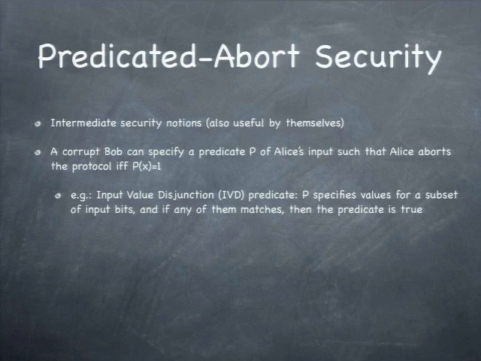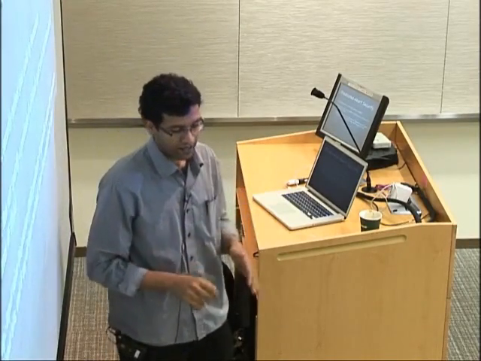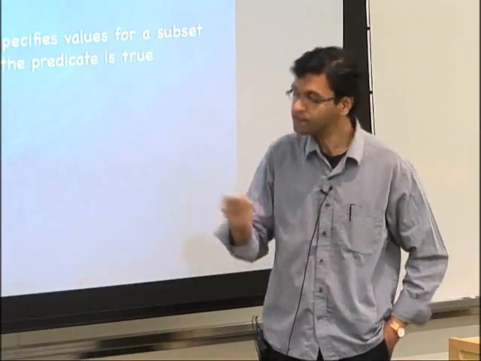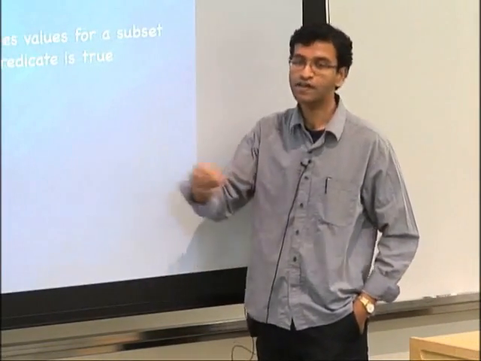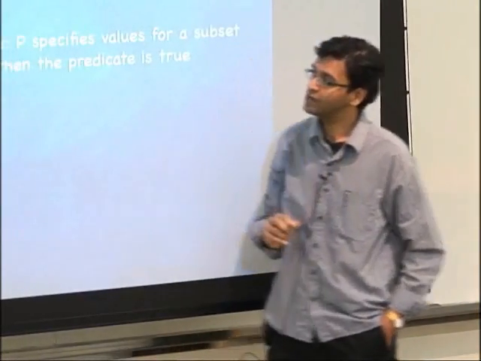We will use two specific relaxations in our constructions. I'll use two predicates. One is the input value disjunction predicate. Alice's input is a bunch of bits, and the predicate P can specify a subset of these bits and values for them. So it might say x1 equals 0 or x3 equals 1. If x1 equals 0 or x3 equals 1, then the predicate becomes true. That is the input value disjunction predicate.